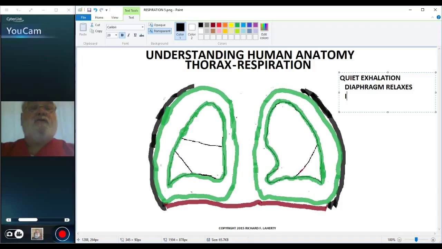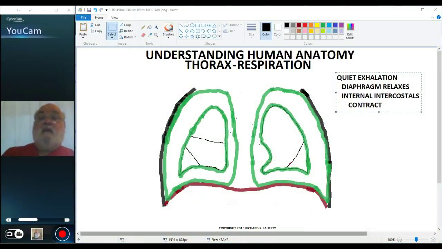The internal intercostal muscles contract, which pulls the rib down to the position it was in at the beginning of the inspiration. So the lateral dimensions of the thorax get smaller, the superior-inferior dimensions of the thorax get smaller, and we return to our original starting point. As we see here, back to the beginning.